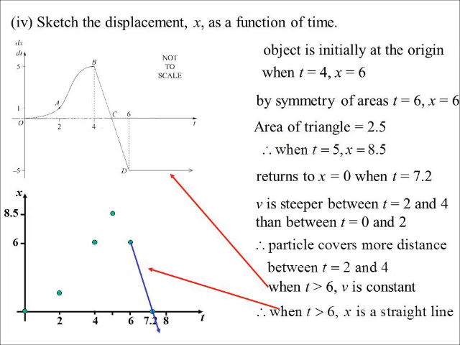Now, when t is greater than 6, velocity is a constant. I have a horizontal line. Now we're integrating to go from velocity to displacement. Integrate a horizontal line, I know I get an oblique line. So I'll join those 2 points up. So I've got a piece of the graph so far. That's going to be a straight line.